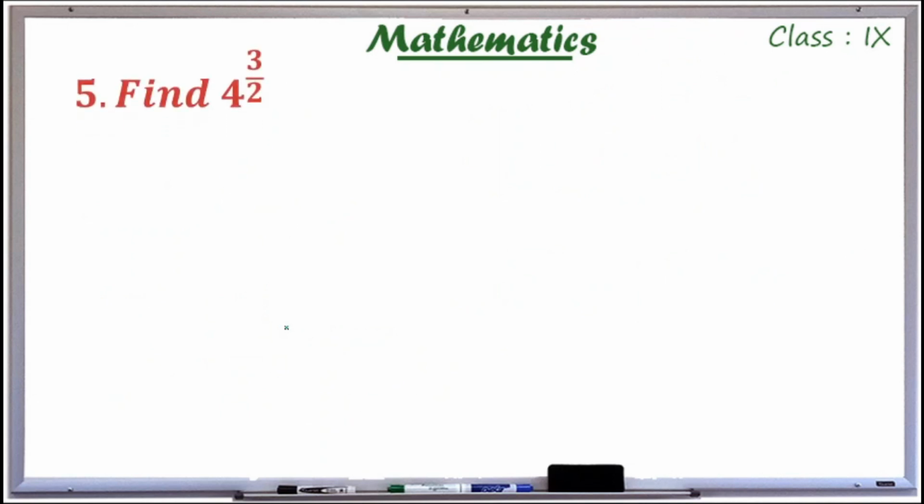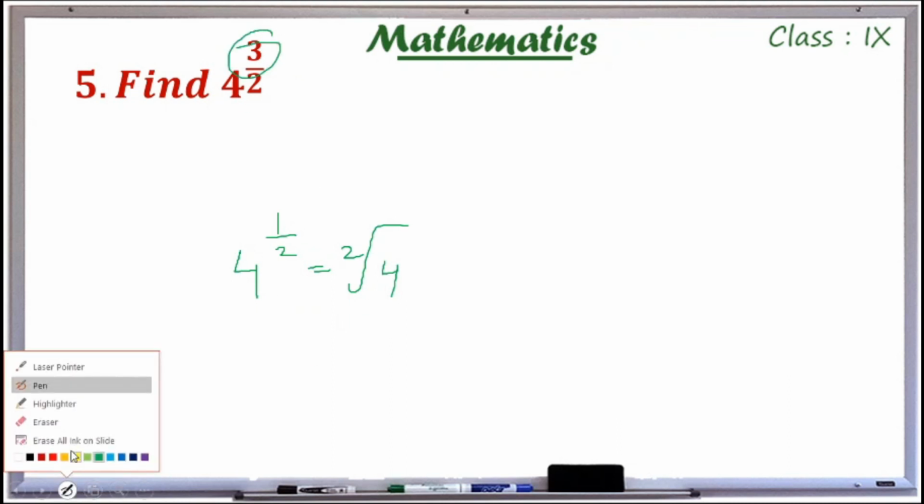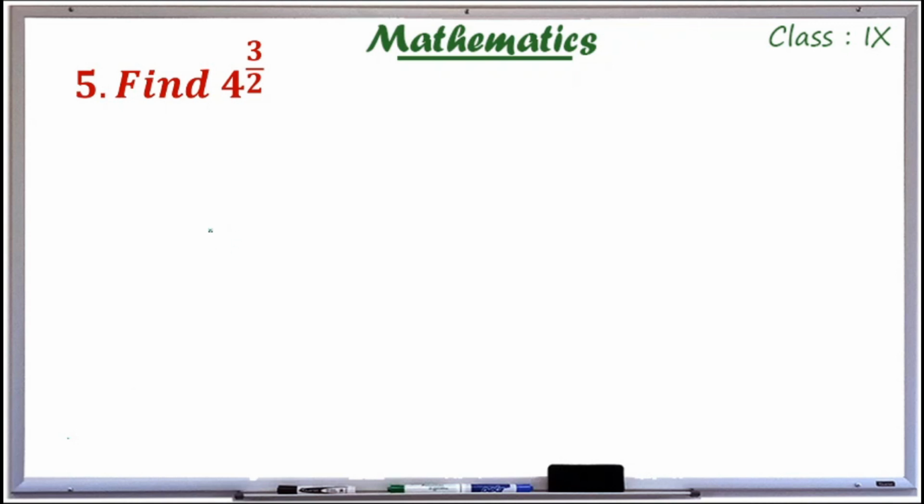Moving on to the next question, 4 raised to 3 by 2. All of you listen well. We studied 4 raised to 1 by 2, so we can write it like this. But here there is a 3, so first you have to remove that 3. The method is to split 3 by 2 as 1 by 2 into 3, since 1 by 2 into 3 is equal to 3 by 2.